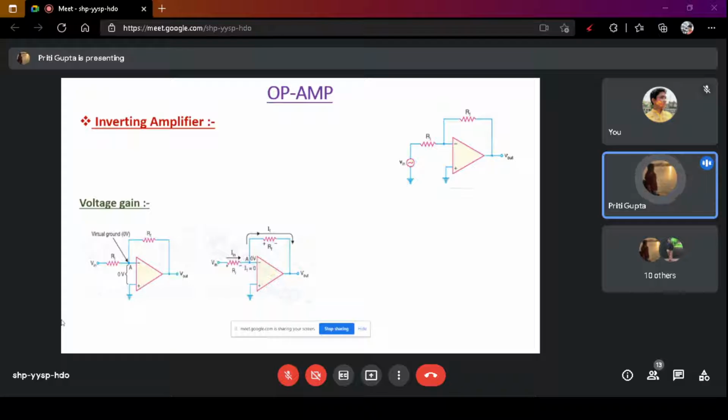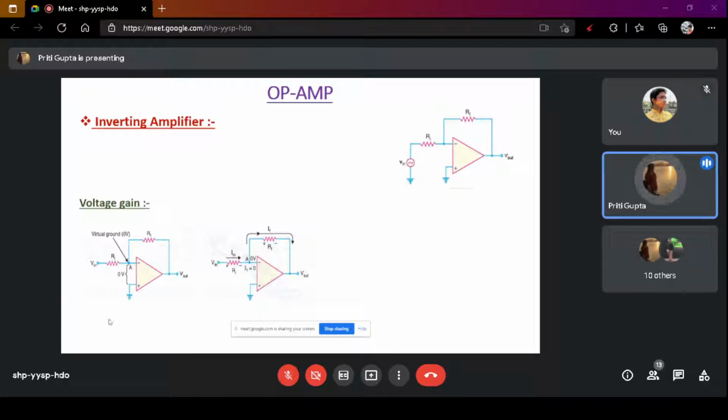Apart from that, another concept is virtual ground. What is virtual ground? Virtual ground means that as the voltage at node A is zero, we can consider that this point is also grounded. It's not physically grounded, but the voltage over there is zero. So that's why we can say this one is also grounded, and we will call it a virtual ground. We will consider that it is virtually grounded. Is that clear? Yes, ma'am.